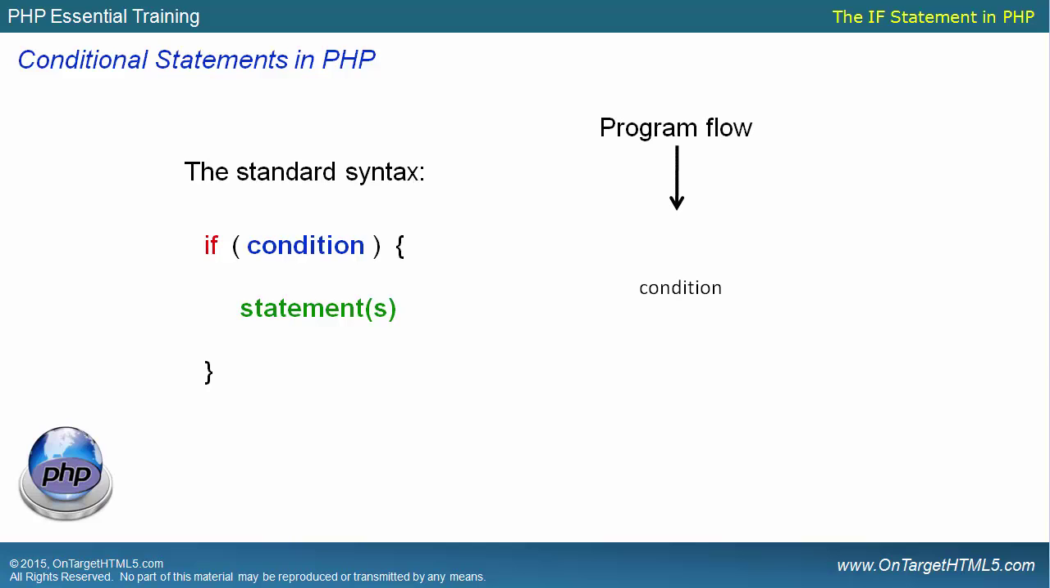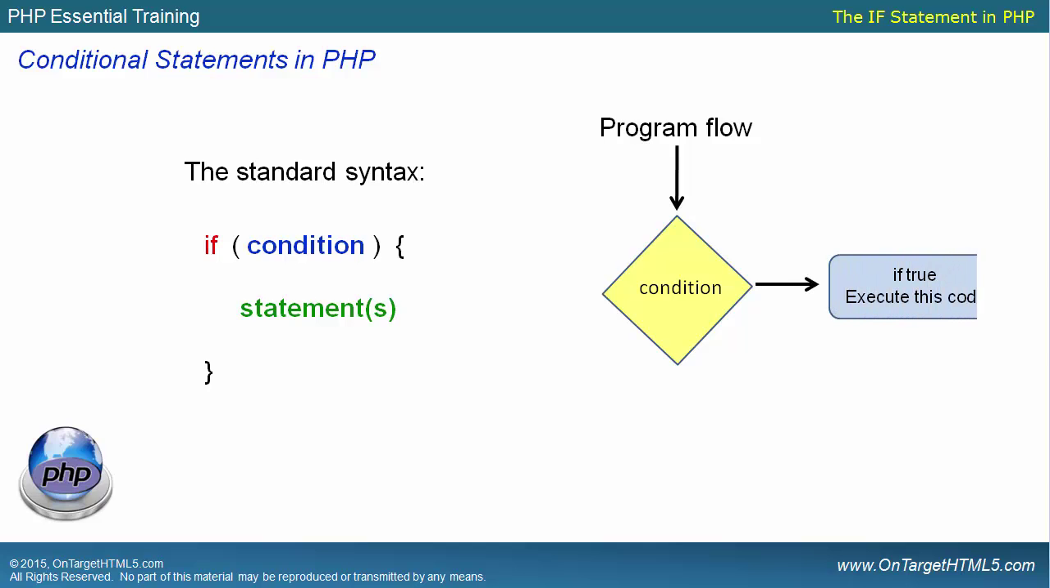We have our program flow, then we build in our condition. If the condition evaluates to true, we run a block of code, and then it goes back down and joins the program flow. If the condition is false, it drops right through the condition and continues on with the program flow, so it never executes that if-true code block.